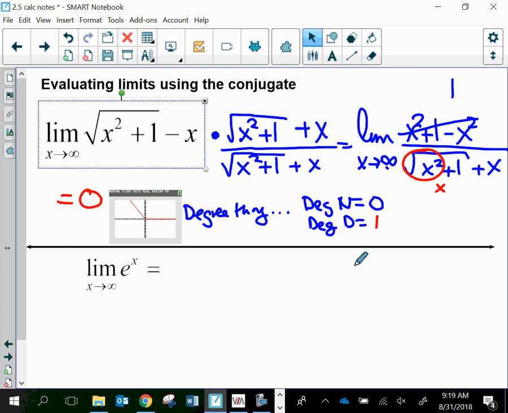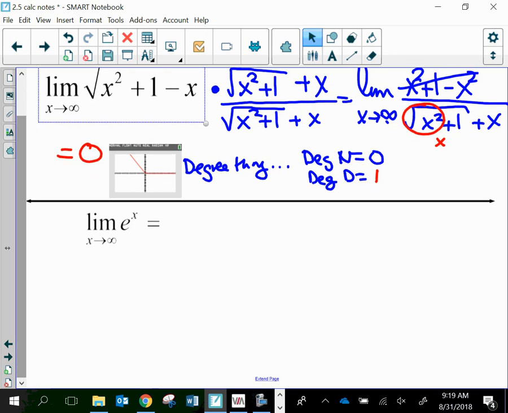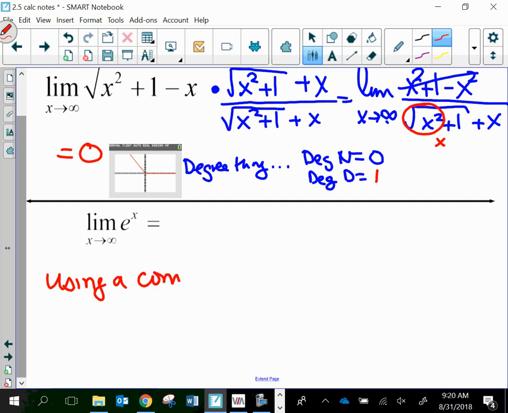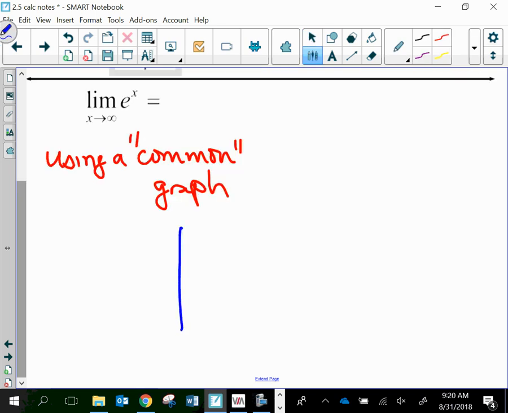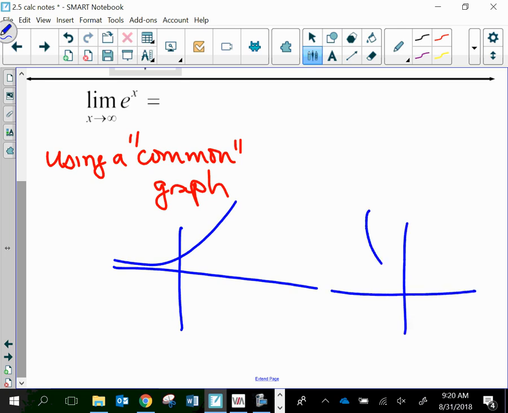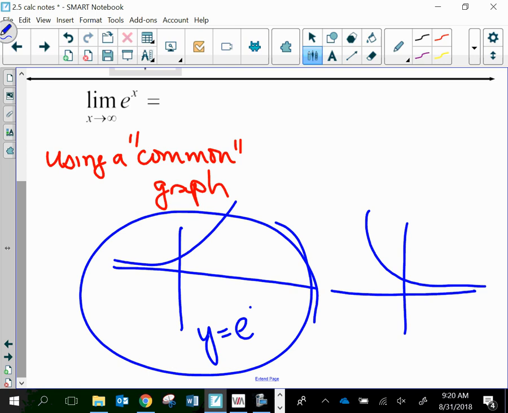Again, if you notice that you already have your infinity or negative infinity, then don't go there. All right, this is using what calculus would consider a common graph, which means you should know how to graph that. Ish. Okay? E to the x, what does it look like? Does it look like this, or does it look like this? First one. Okay, now if you don't know that, that's one of those that you should know.